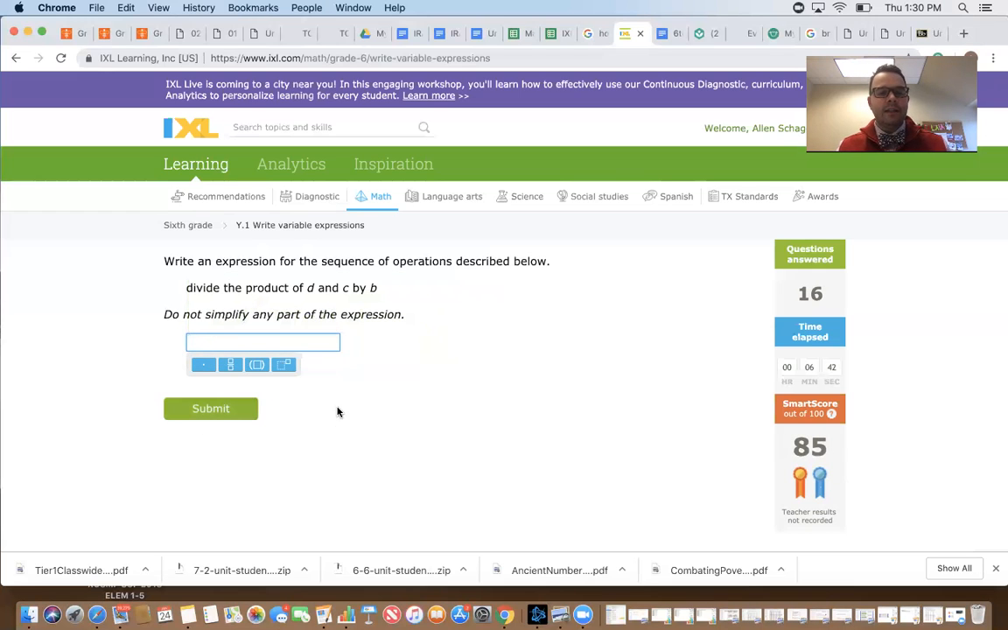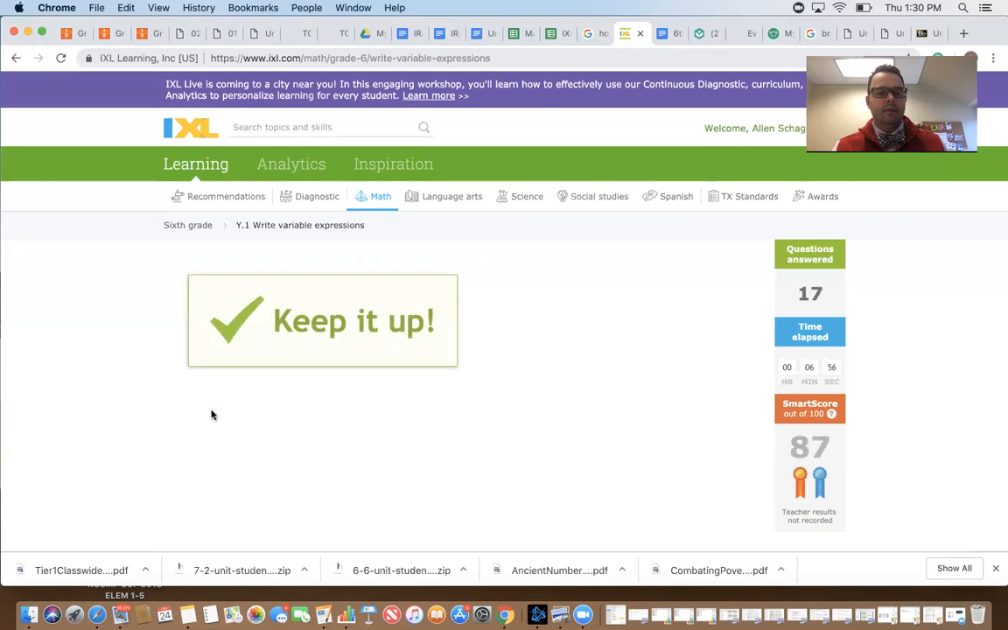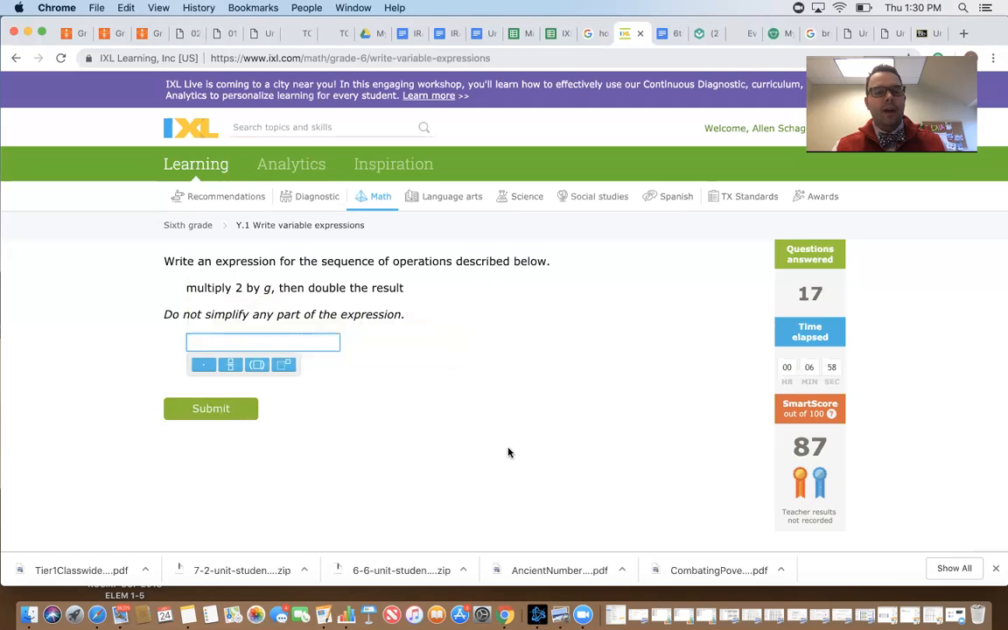Divide the product of d and c by b. So divide the product of d and c. So I want d times c divided by b. Multiply 2 by g, then double the result. So 2 times g, then times 2.